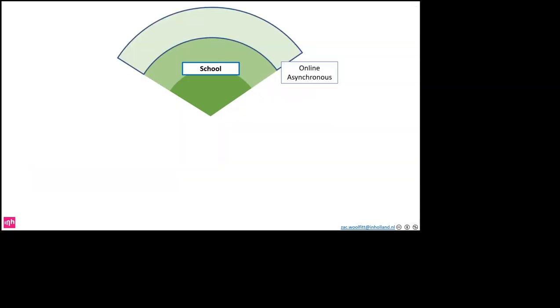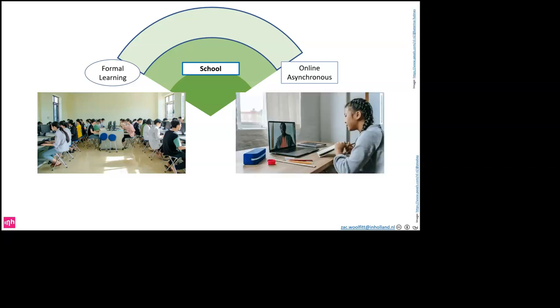And the final area is the online asynchronous. If we look at what formal learning might look like, here you can see a group of students all working on an assignment online, but they're all going at their own pace. They're all interacting. So they are online, asynchronously interacting. You might have somebody watching a pre-recorded web lecture. So it's part of the course content, and it's formal content, part of an assignment they have to do, but it's a pre-recorded web lecture, not synchronous live.